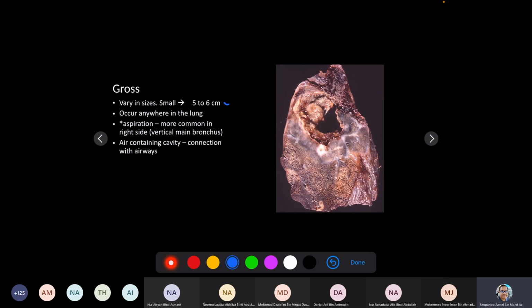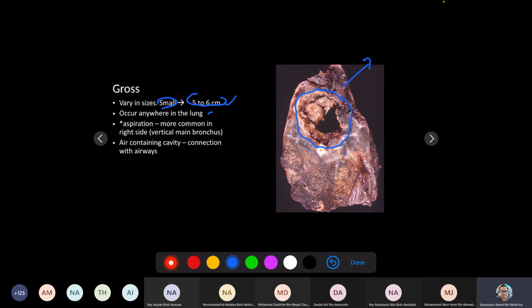So this is how it looks. Grossly, this is again a lung that has been sectioned. You can see this hole within it. Laymen call it a hole, but in medical terms we call it a cavitation. So there is a cavitation here. The size is sometimes very small, and sometimes it can go up to 5 to 6 cm or even more. It depends on the severity of the infection. And it can occur anywhere in the lungs.